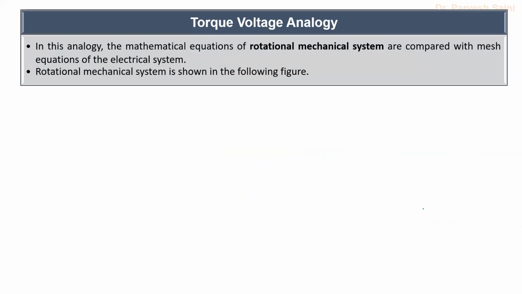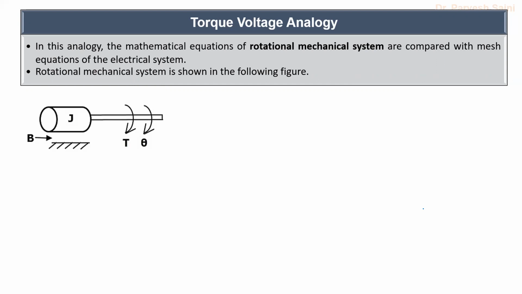Now in this, let us have the mechanical system, which is a rotational mechanical system, and let us try to find out the electrical equivalent of the rotational mechanical system. A rotational mechanical system is generally represented by this particular diagram. Here we can use the torque equation. So we need to find out the torque balance equation, which can be obtained by equating the torque that is given as an input to the torque that is coming as an output from the system.